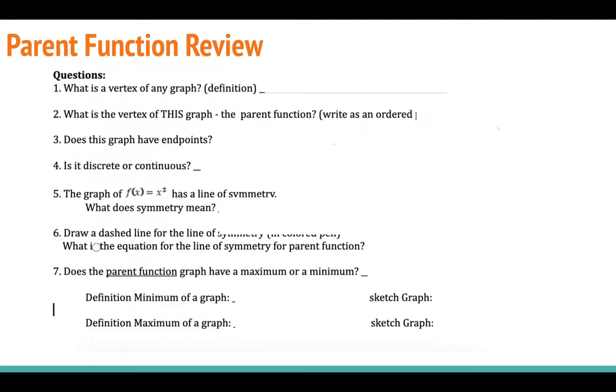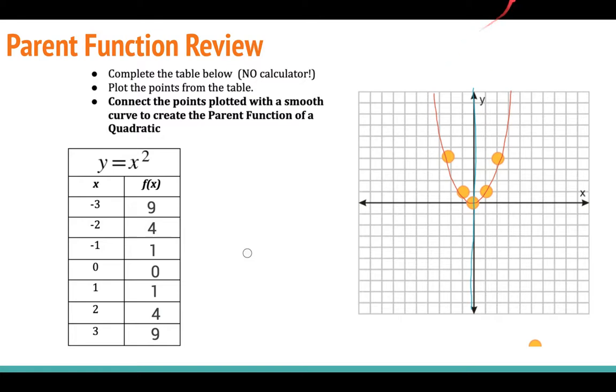And the shape of this graph is that U, that is the shape of the parabola. So what is the vertex of any graph? That vertex, okay, is the highest or lowest point. You can also think of it as the point where the graph changes. So if we go back to this graph, it is falling. It's going down until we hit this vertex. And then it starts going back up.